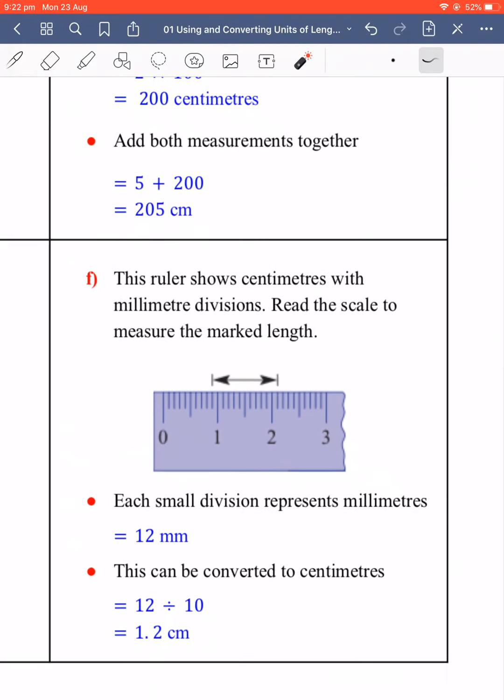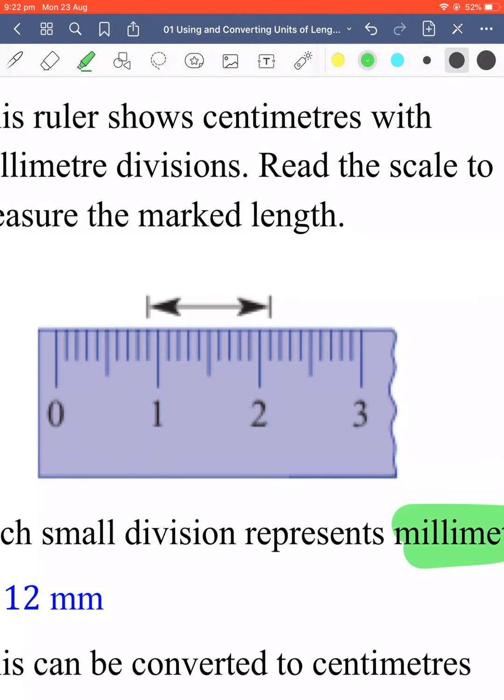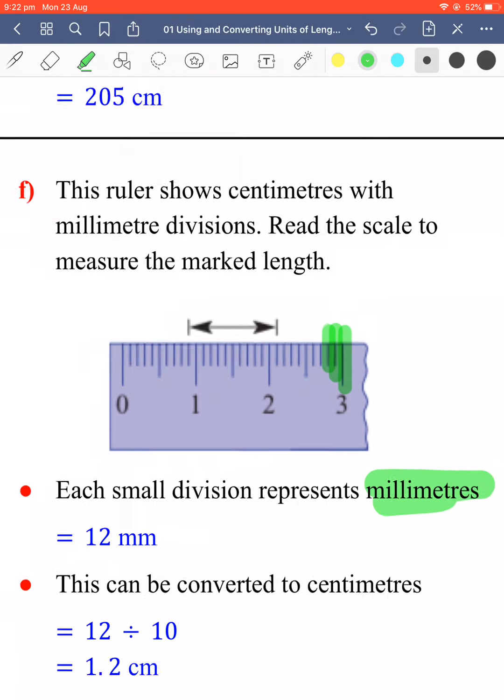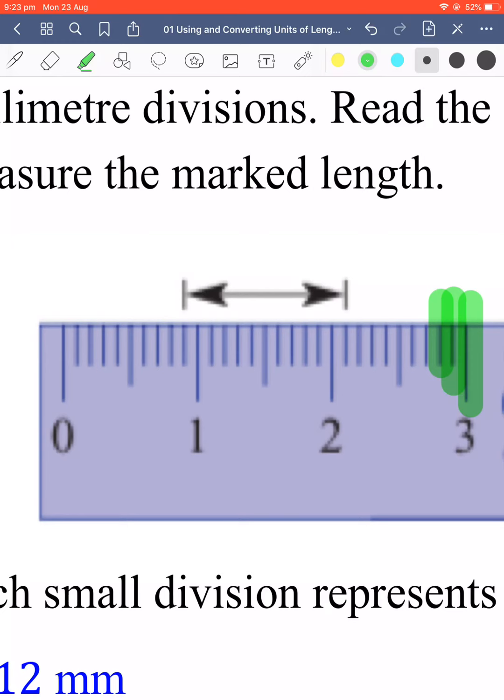Next question I've got here, question F. The ruler shows centimeters with millimeter divisions. I'm going to read the scale to measure the marked length. So each little small division, again, represents a millimeter. So we went through that one a little bit before. So each of these little guys represents 1 millimeter.